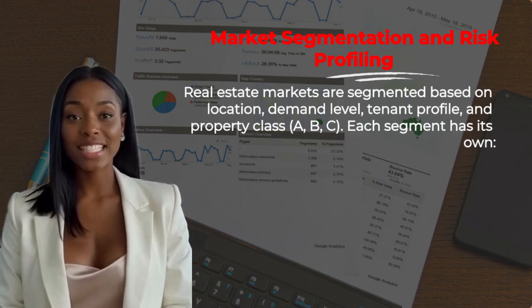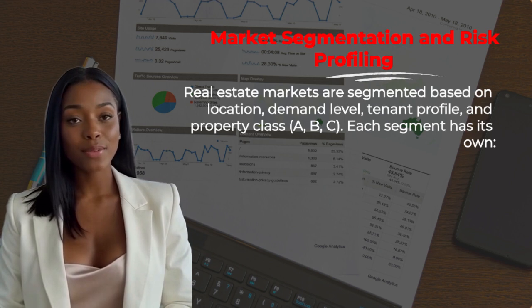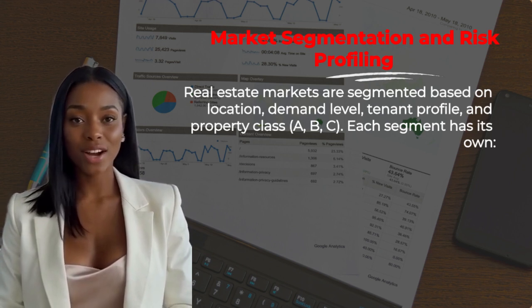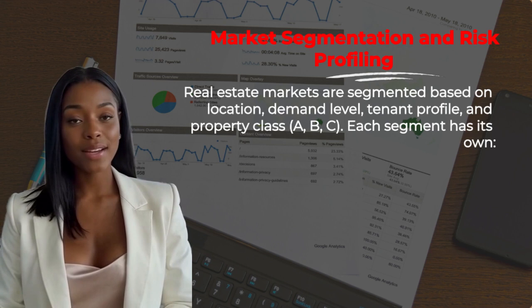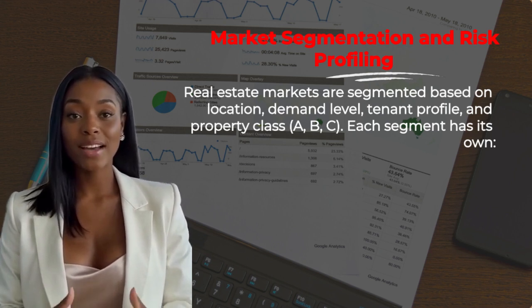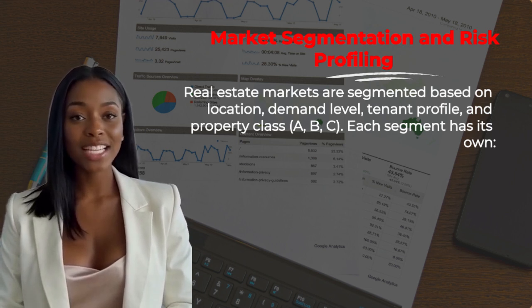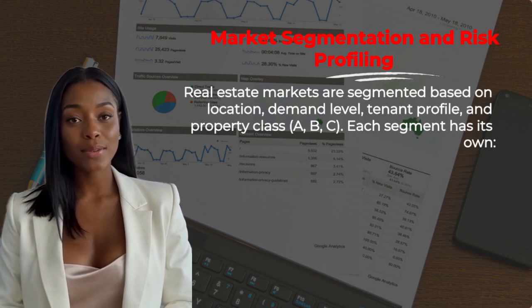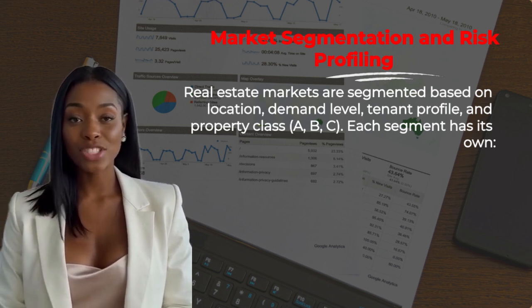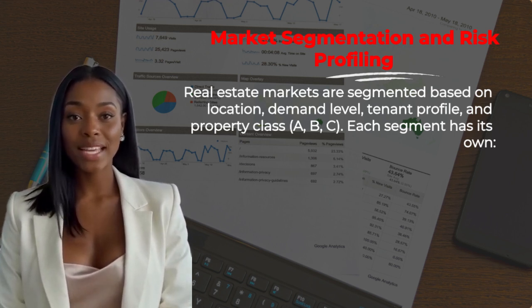6. Market segmentation and risk profiling. Real estate markets are segmented based on location, demand level, tenant profile, and property class, A, B, C. Each segment has its own risk level, return expectation, regulatory burden. Understanding the segment helps determine comparable properties and market behavior.